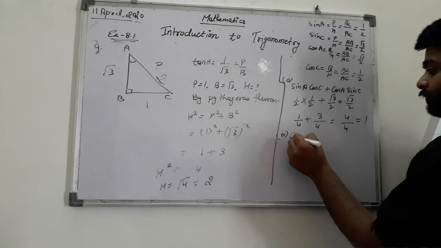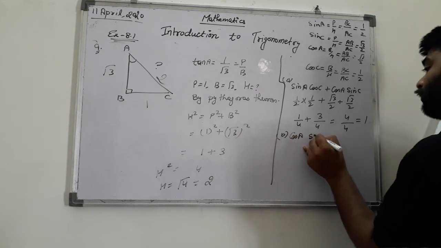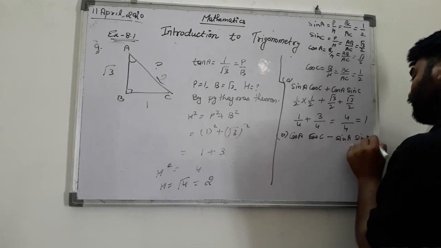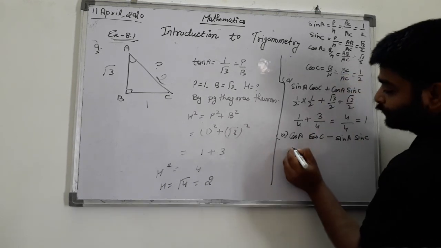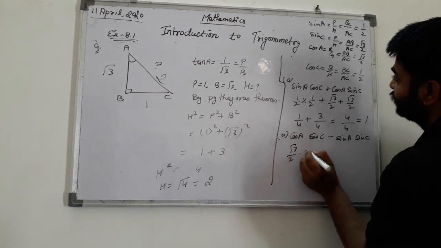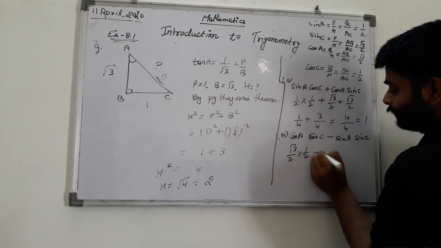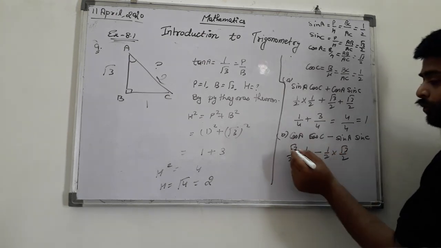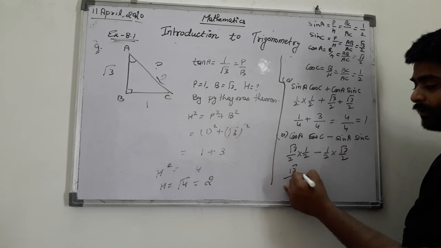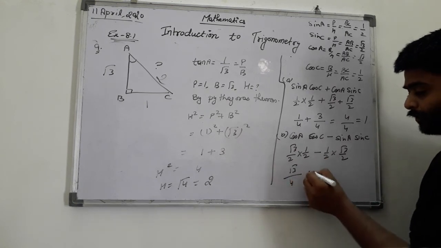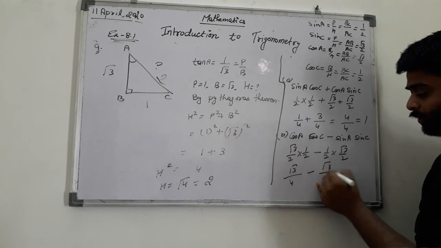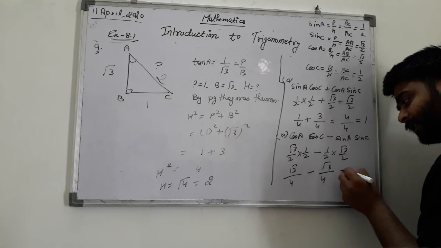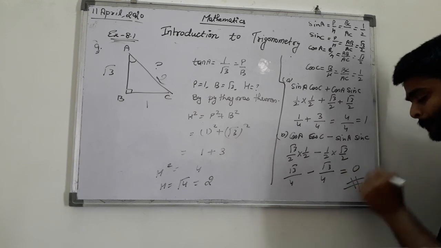Again the second part, what's the demand? That is cos A cos C minus sin A sin C. Cos A is root 3 upon 2, cos C is 1 upon 2, multiply. Minus sin A is 1 upon 2, sin C is root 3 upon 2. So 1 into root 3, so root 3 is there, 2 into 2 is 4, minus 1 into root 3, root 3, 2 into 2 is 4. Same values having opposite sign are cancelled. The answer is 0. That's all for today. Thank you.